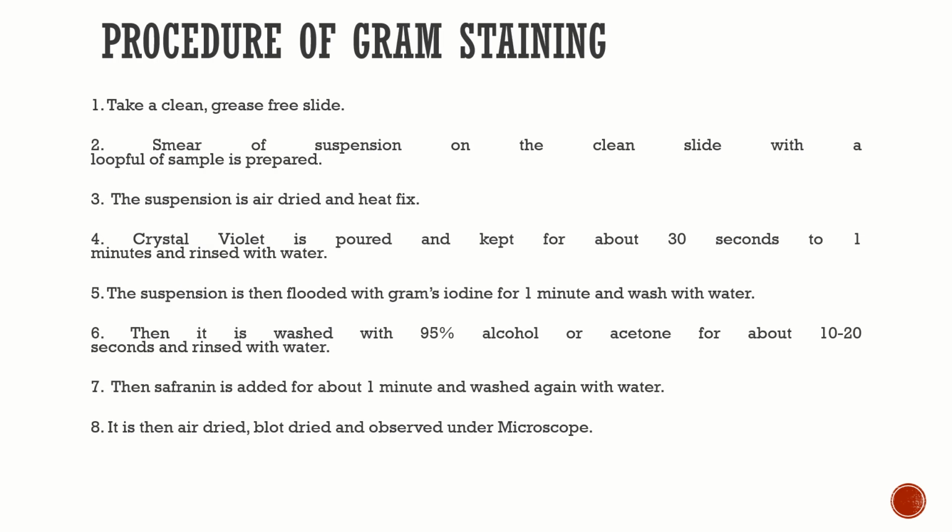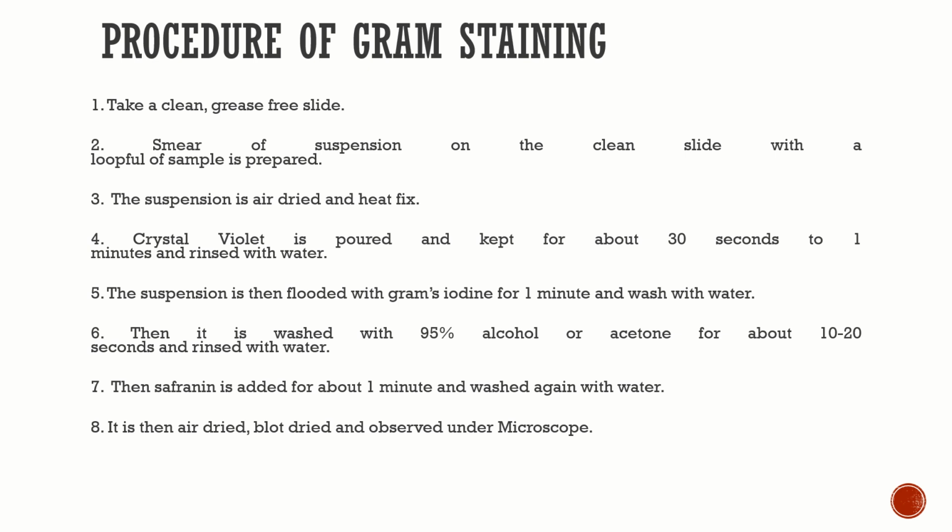Then coming to the procedure of gram staining, how we can do the gram staining method to identify a bacteria. First, we have to take a clean, grease-free slide. Then we have to prepare a smear of the bacterial suspension on the clean slide, which is called smearing. On that slide, we take another slide at a 45 degree angle and smear it. Then it will form a clear thin layer, that is, the bacterial film will be produced.